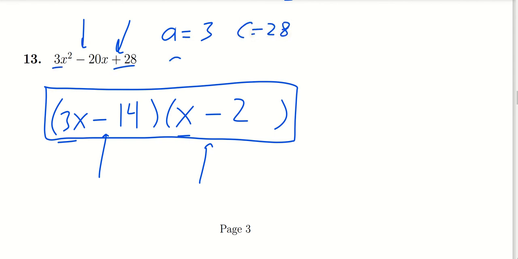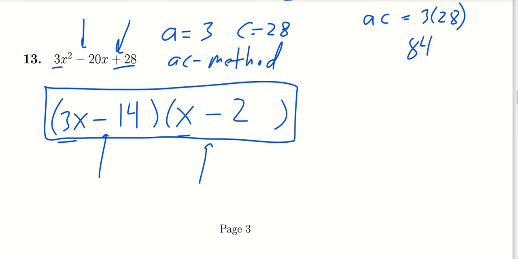And in the AC method, what you do is you multiply those two numbers together. So A times C is going to be 3 times 28. And 3 times 28 should be 84. What we now do is we're going to list all of the factors of 84.